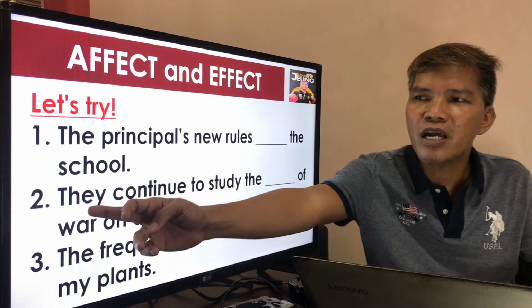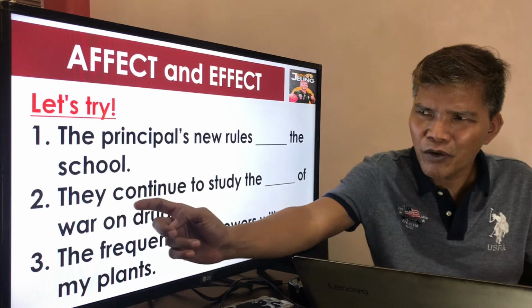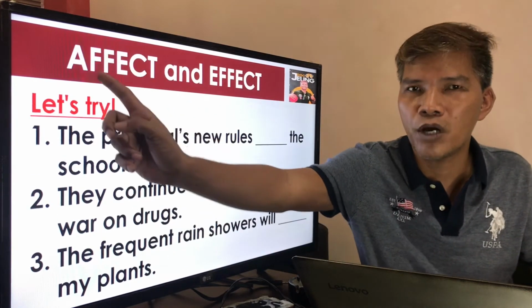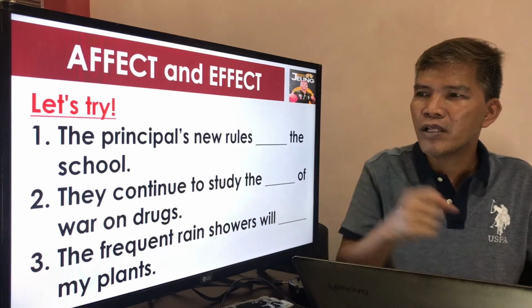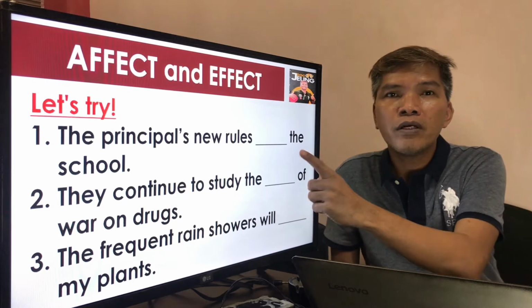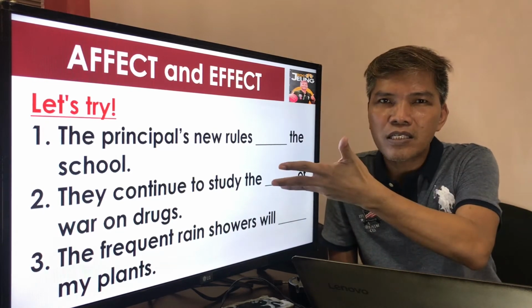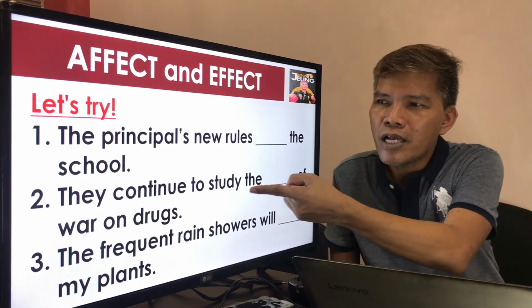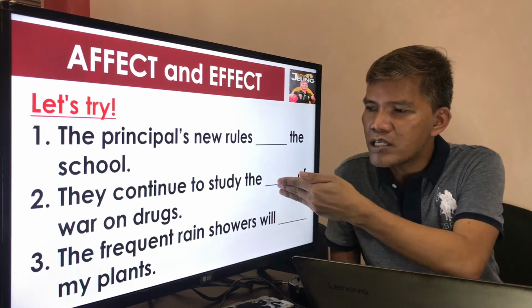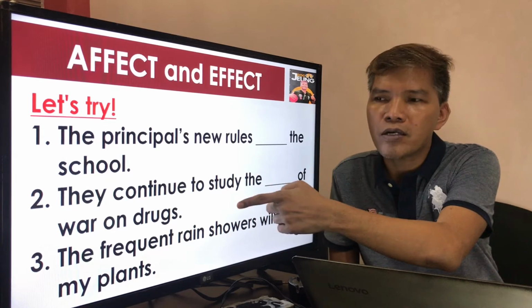Number two, they continue to study the blank of war on drugs. Okay, they is our subject, continue is our verb. Now, we already have a verb, therefore we do not need to use this one. We'll use effect. They continue to study the effect of war on drugs. Now, it means the influence, the impact.